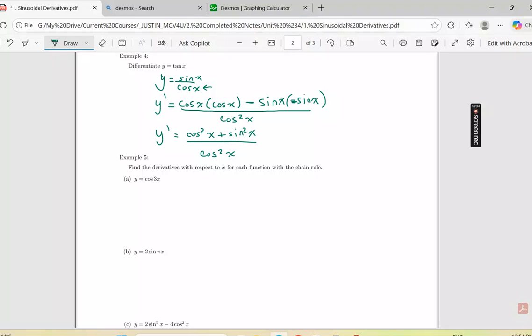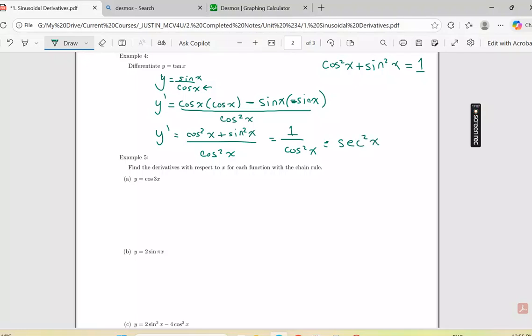Now, looking at the numerator, cos squared x plus sine squared x, that is an identity that you should have memorized in grade 12 functions, because that would give you cos squared x plus sine squared x is equal to 1, which will give you 1 over cos squared x. Okay, and then from here, 1 over cos squared x is the same thing as saying secant squared x.